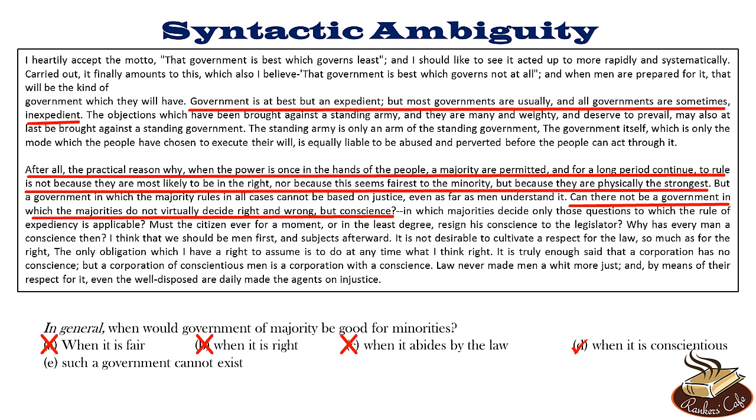Okay, this was the case of syntactical ambiguity. But there are many other roles that syntax or grammar also plays in a reading comprehension passage.